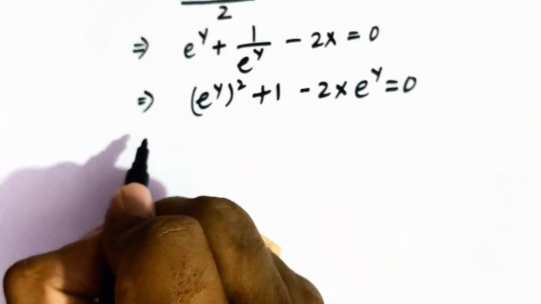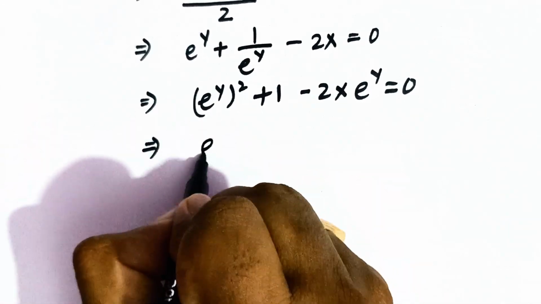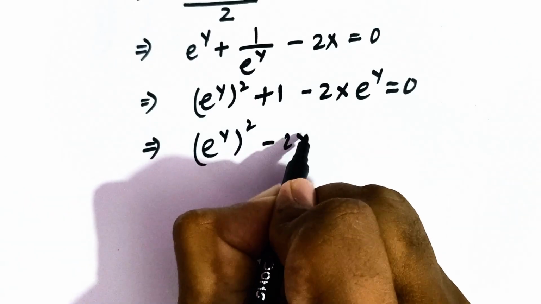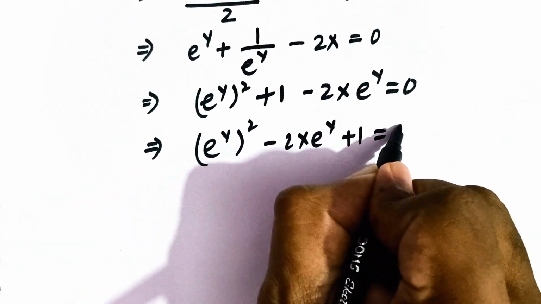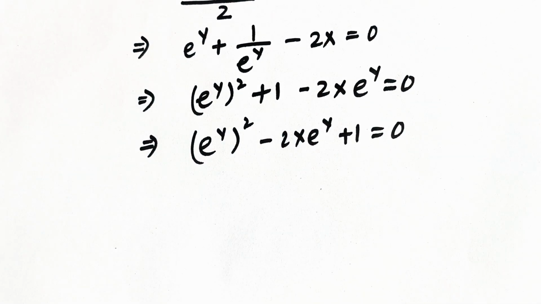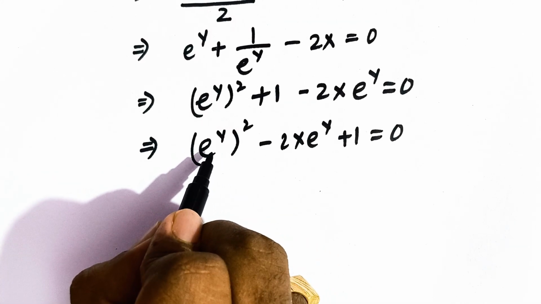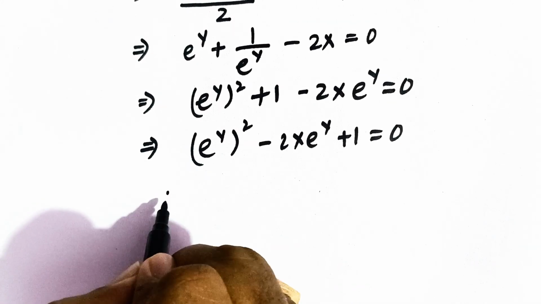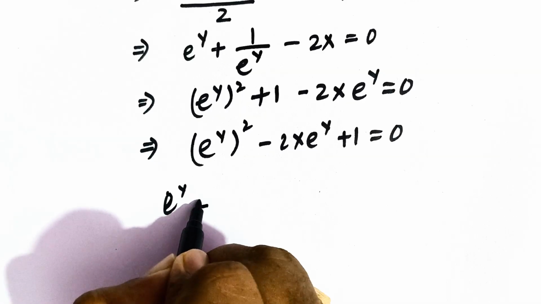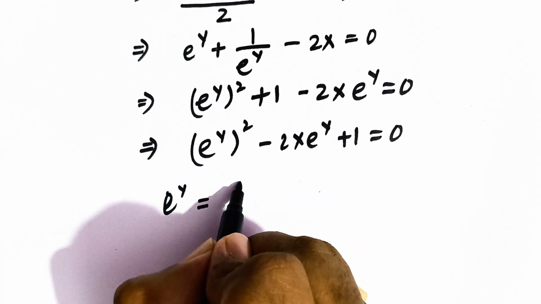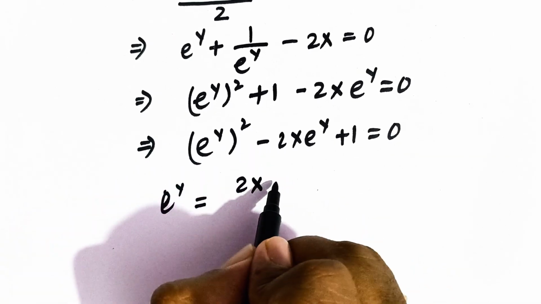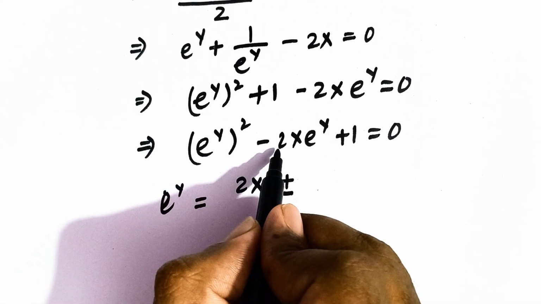By rearranging, we have (e^y)² − 2x e^y + 1 = 0. Let's apply the quadratic formula directly. We have taken t as e^y. So now e^y is −b, minus of −2x, plus or minus, where a is 1, b is −2x, c is 1.